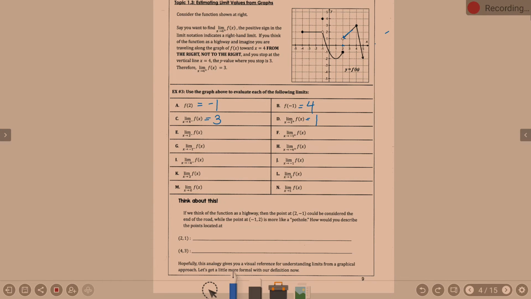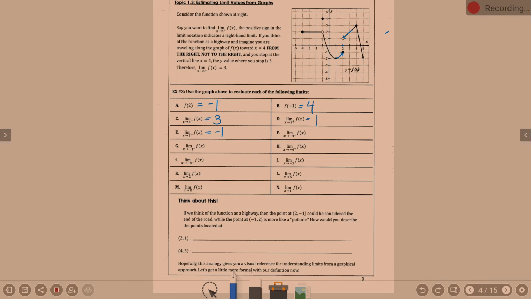Clarity? Okay. Limit as x approaches 2 from the left. Negative. Are you with me there? So here's 2. As we approach from the left, we are approaching the y value of -1. Too many negatives and positives, guys.